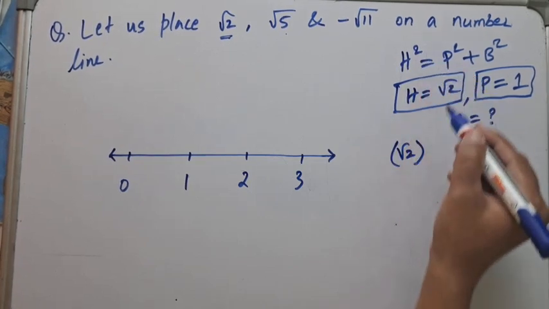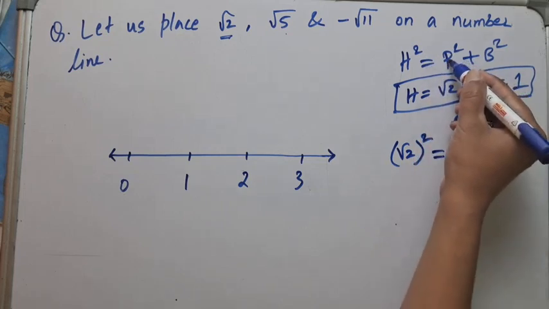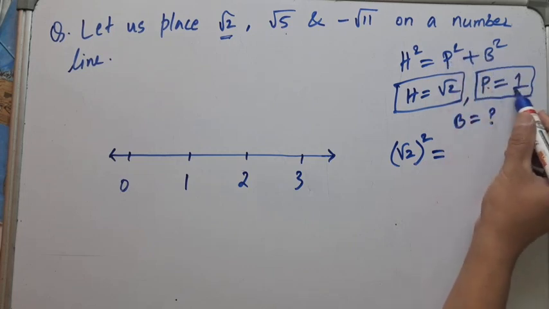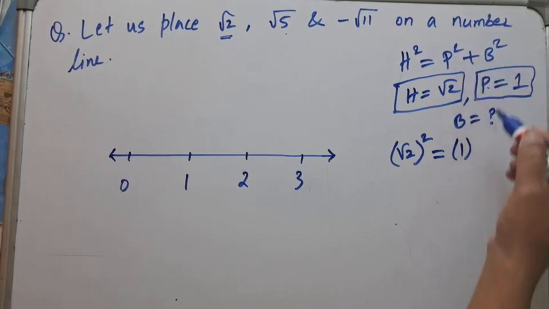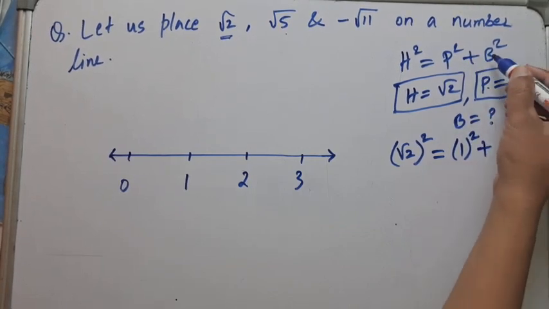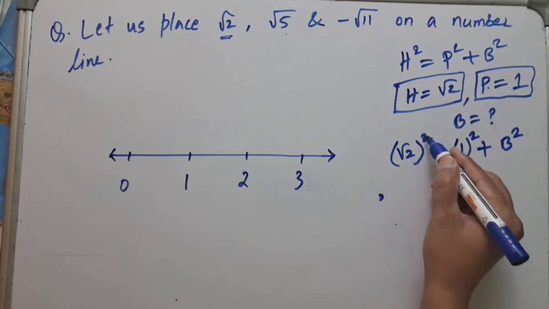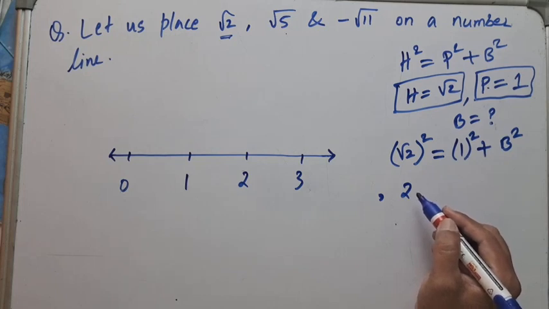So root 2 square we write here equal to perpendicular square. We have perpendicular as 1, so perpendicular square means 1 square. Plus base, we do not know the value, so we write as it is, b square. We know that root 2 square is 2, root 3 square is 3, root x square is x.